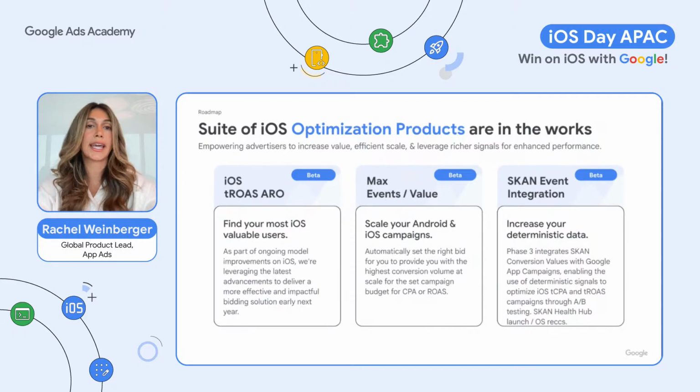The last one is SKAN Event Integration, and this is a great product to integrate your SKAN conversion value schema if you use SKAdNetwork as your primary source of truth. And so this product will actually integrate your SKAN conversion value schema to provide additional signals for optimization. And that is in beta as well.